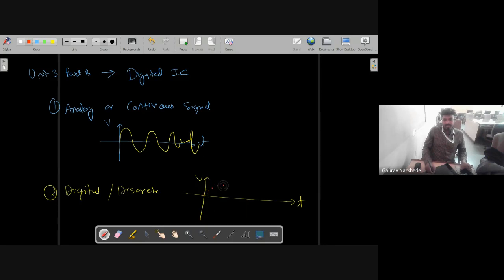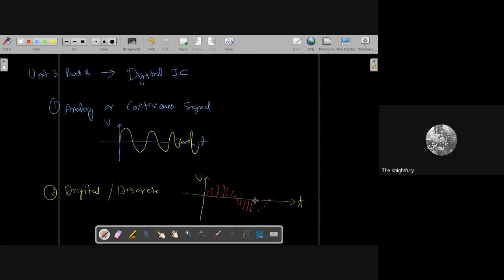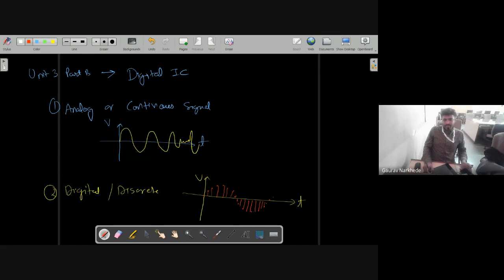Can you see? Like this you will get some signal. At this time instant I have this value, at this time instant this value, at this time instant, let us say, this is the value. And then you can reconstruct the signal by joining the dots. Yes, sir. This type of signal, where various levels of voltages are there, is called your discrete signal. What do we call this signal? Discrete signal.